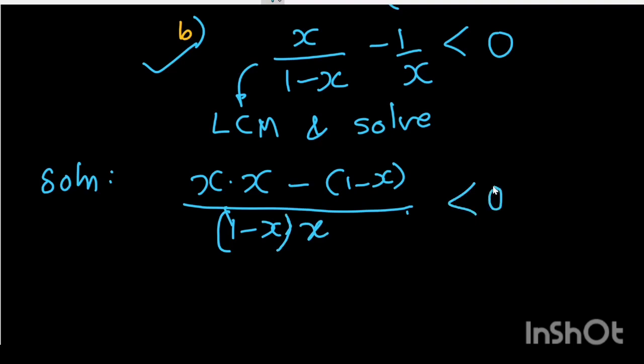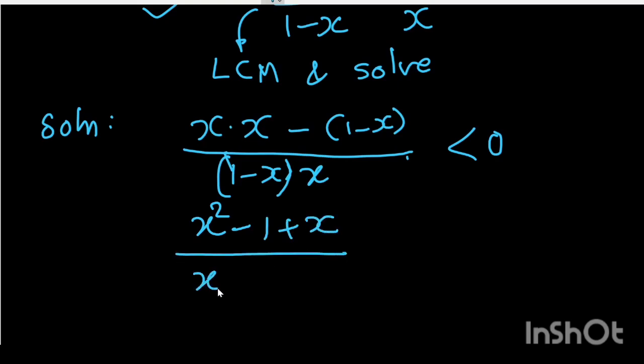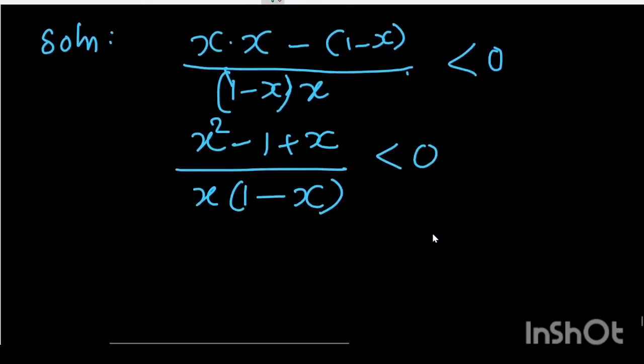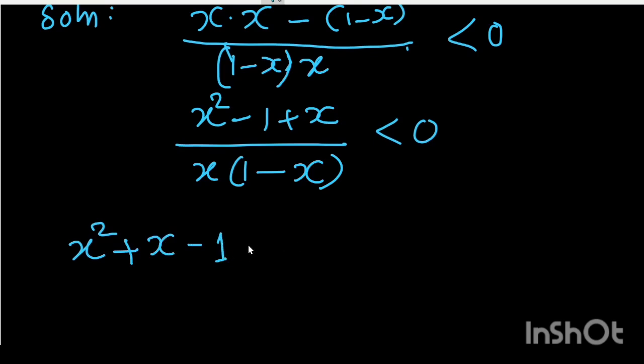Okay, less than 0. So (x square minus 1 plus x) upon x(1 minus x) less than 0. Now as you can see here, x square plus x minus 1, we need to factorize this.